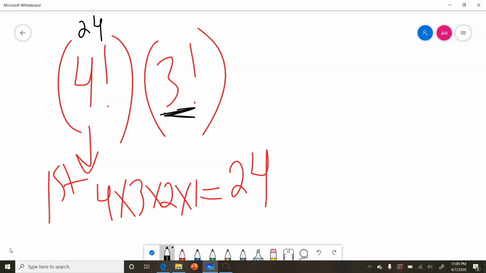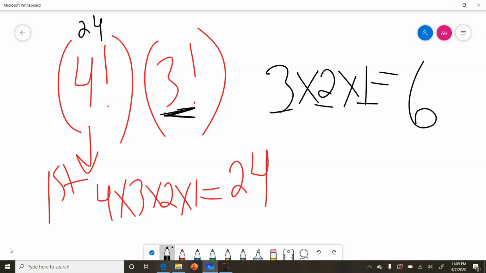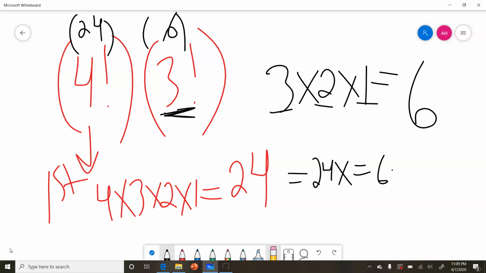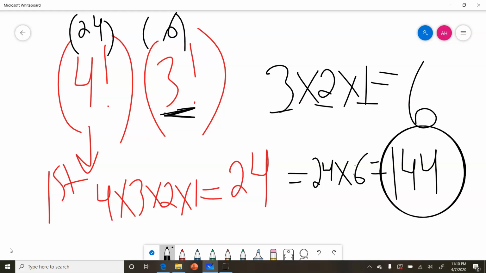Then I take this 3 and do 3 times 2 times 1, which is 6. So now I'm left with 6 over here. Now I have 24 times 6. When I punch that in the calculator, it equals a mighty total of 144. So 144 is my final answer. That's how you do it.